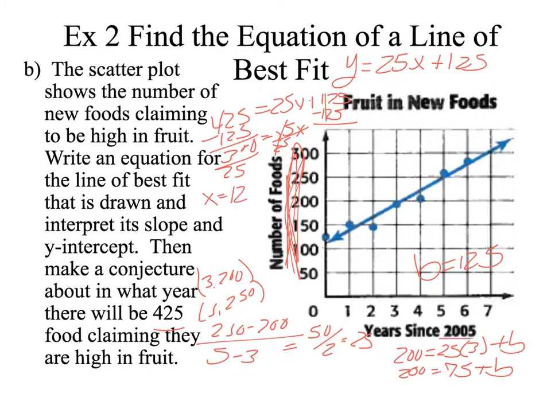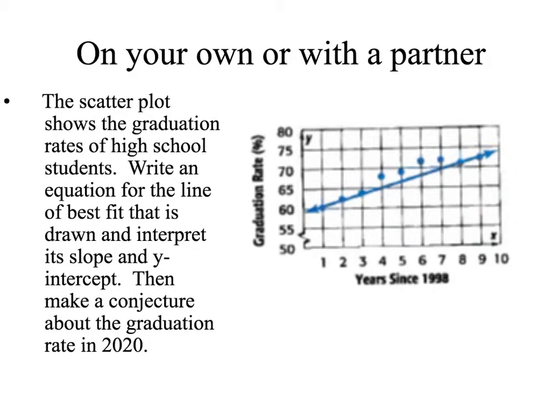So it's going to be 12 years since 2005. So you're actually going to take 2005, and we're going to add 12 to it. And we're going to get that in 2017. That's when there will be 425 foods claiming that they are high in fruit. Go ahead, try this one on your own. I know the graph isn't the best, but we'll see what we can do.